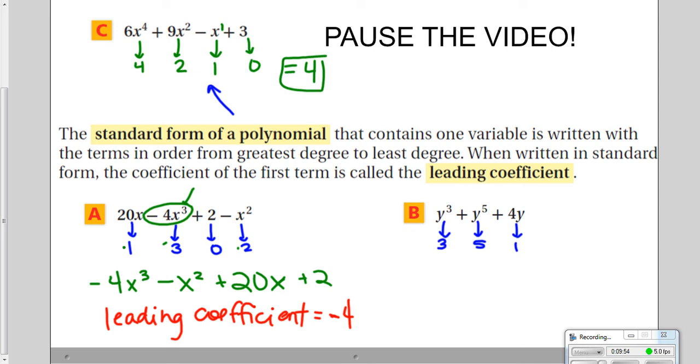So I need to write them in order from greatest to least. So I've got y to the fifth plus y to the third plus 4y. Okay? At this point, my leading coefficient is again just the one that comes first. If I write them in order, it's the one that comes first. So LC for leading coefficient. First number I see that's a coefficient, well, I don't really see one, right? So what does that mean? There's an imaginary 1.